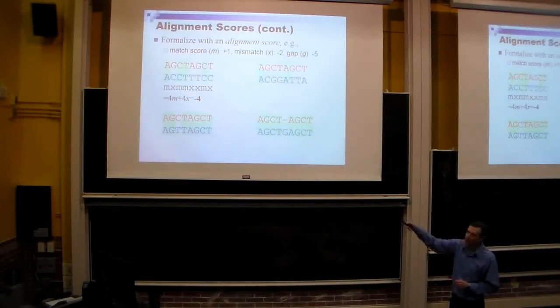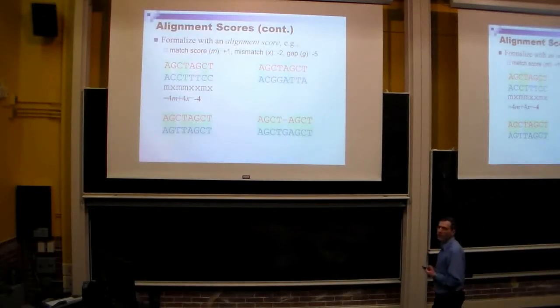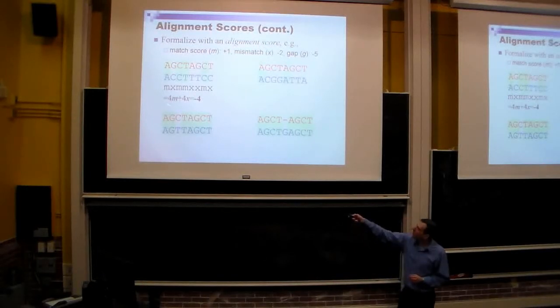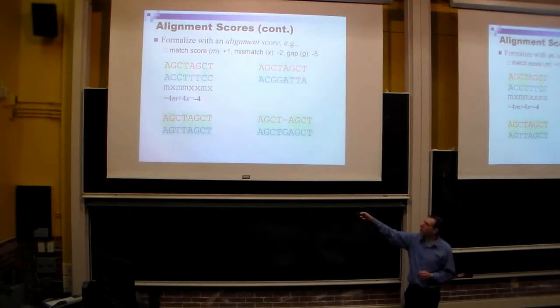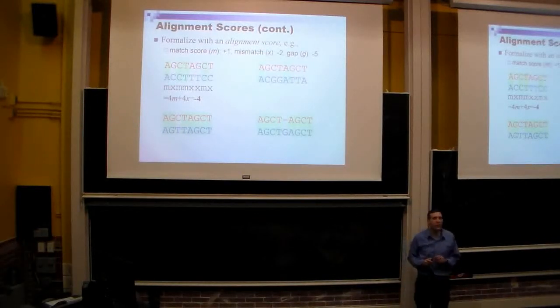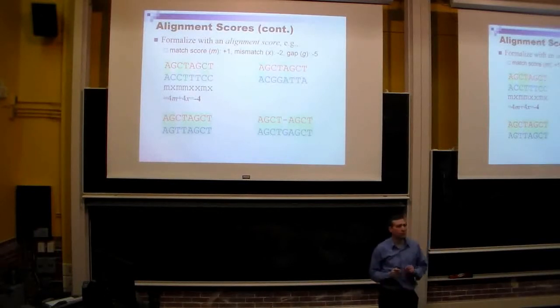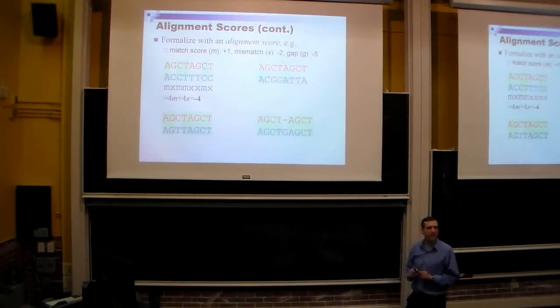So this is showing the scoring we would put here, and then we could add up the matches and mismatches we got. We could say we've got 4 times +1 plus 4 times -2, which gives us a score of -4. So -4 then would be the number we attach to this particular alignment. So does that make sense to everyone?